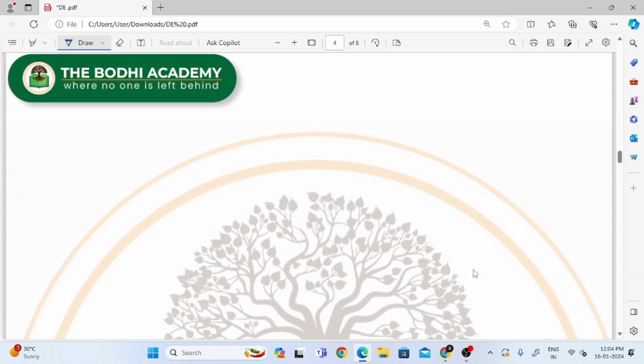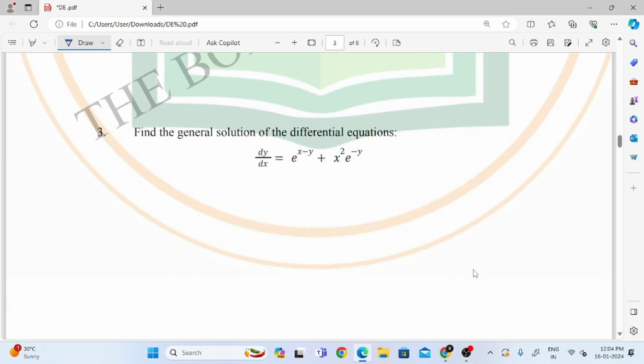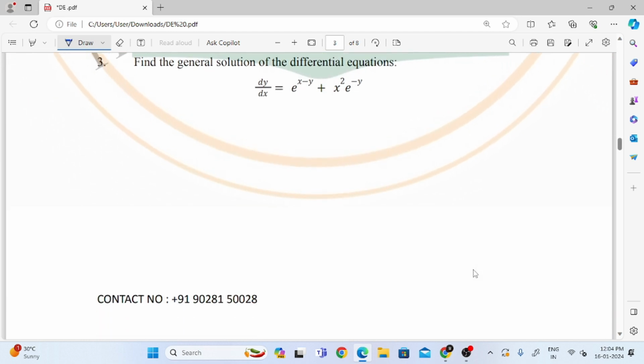Now let's solve two questions of variable separable form. Okay, so dy upon dx is given e raised to x minus y plus x square into e raised to minus y. So this is variable separable. How to identify? If we can separate the terms of x and y, then it is variable separable. So dy upon dx is equal to e raised to x minus y, which we can write as e raised to x into e raised to minus y, plus the second term x square into e raised to minus y.